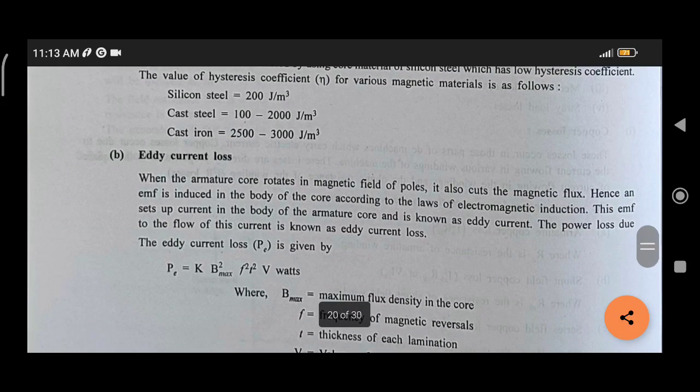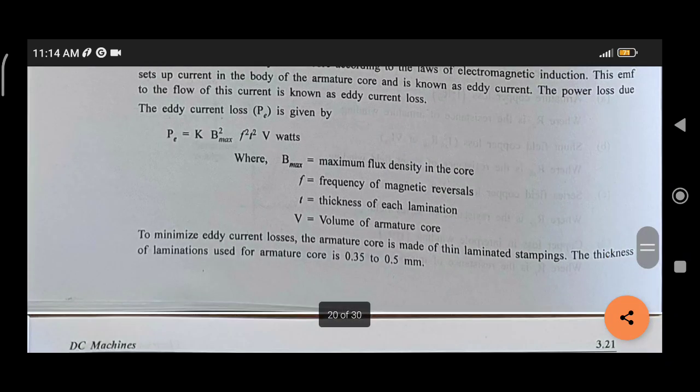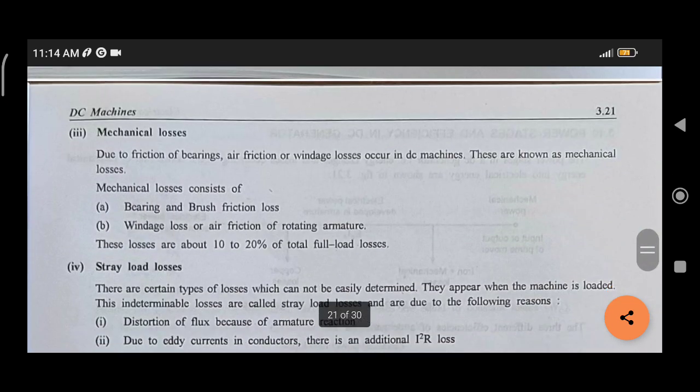And the second one is the eddy current loss. When the armature core rotates in the magnetic field of the poles, it cuts the magnetic flux, and due to this, EMF is induced in the body of the core according to the law of electromagnetic induction. This EMF sets up current in the body of the armature core, and it is known as eddy current. Power loss also occurs in the form of eddy current loss, and the equation is: Pe is equal to K Bmax square F square T square V, where T is the thickness, V is the volume, F is the frequency, and Bmax is the maximum flux density.